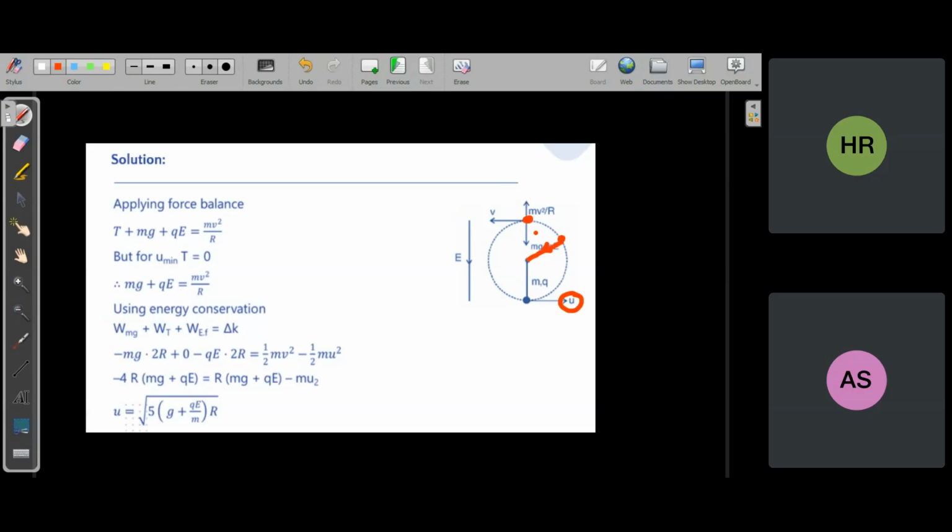Are you getting? Yes sir, I'm getting. So the speed cannot become zero, because even before the speed becomes zero, tension will become zero. So the condition to just complete the circular motion is that the tension should be zero at the top.